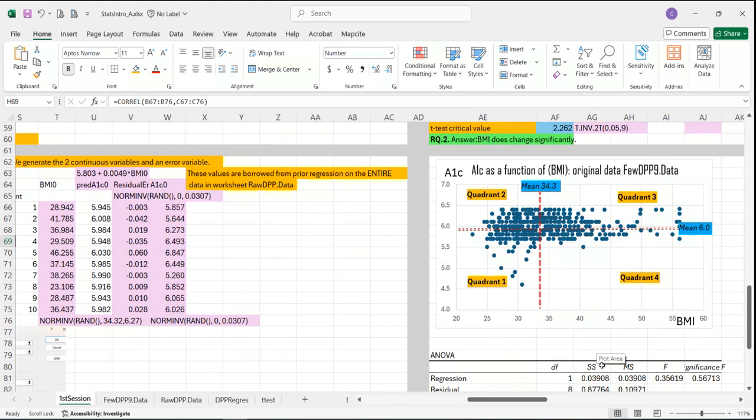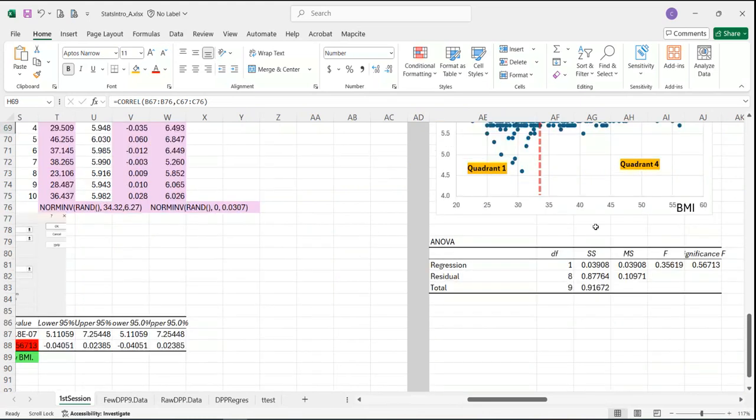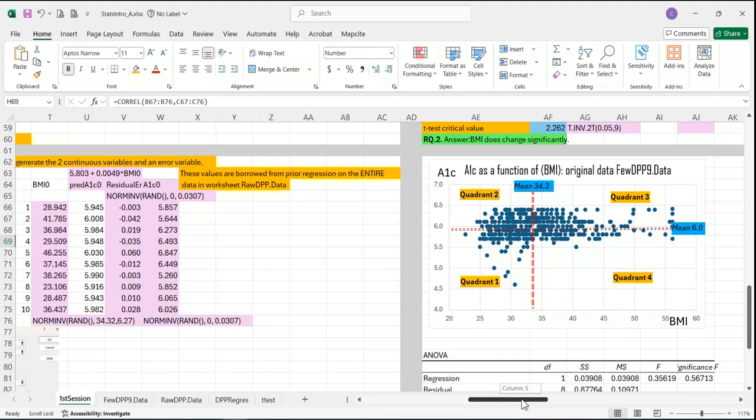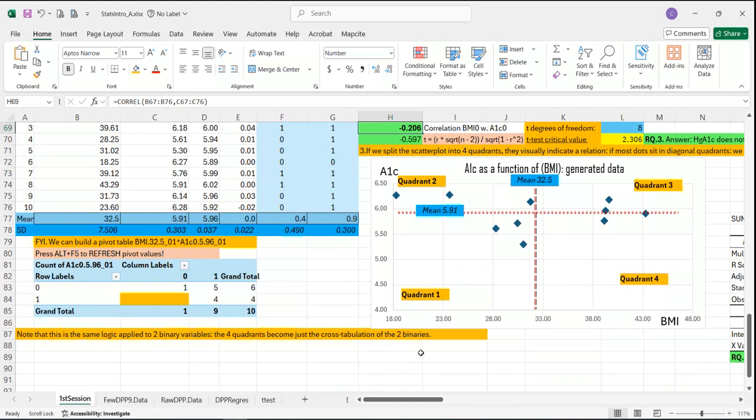And the only other comment would be that the original scatter plot of the full data set is shown in here, which does not indicate a relationship by looking at the 4 quadrants visually, but we're not testing it here. So this is supposed to be the end of this session.